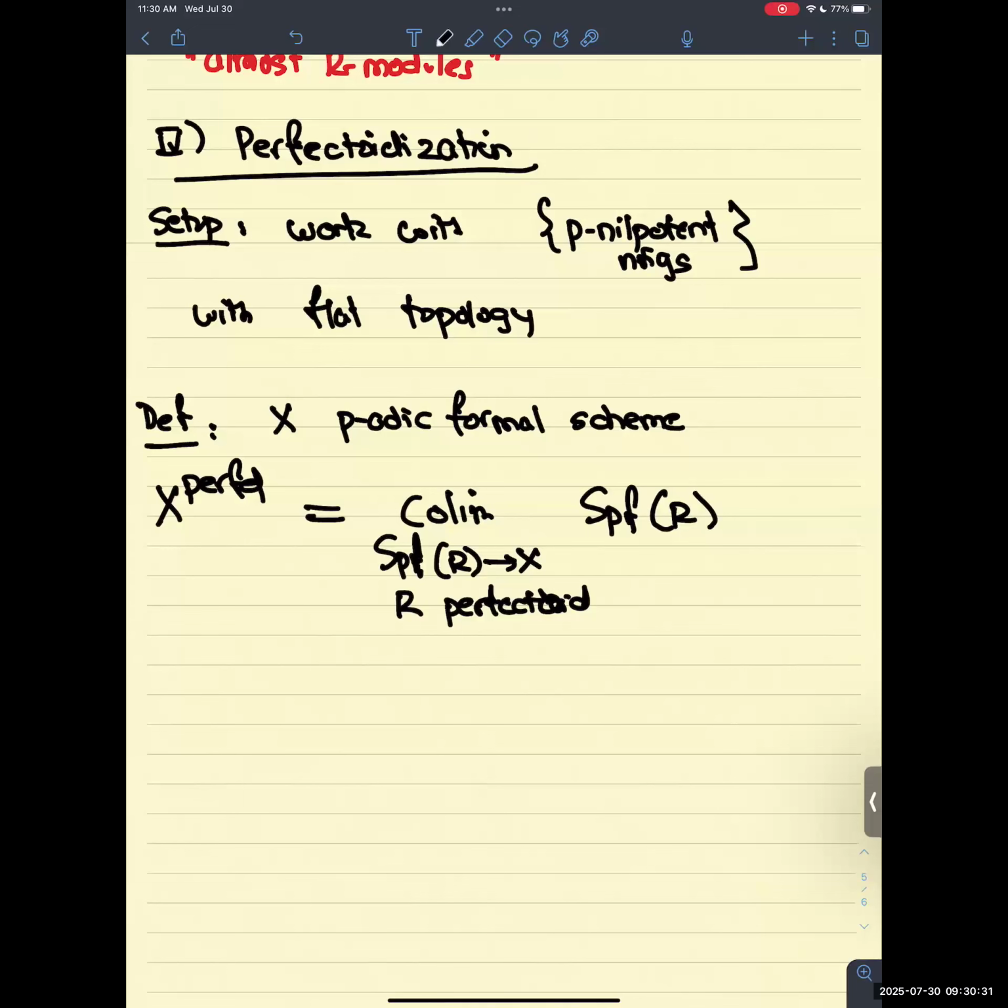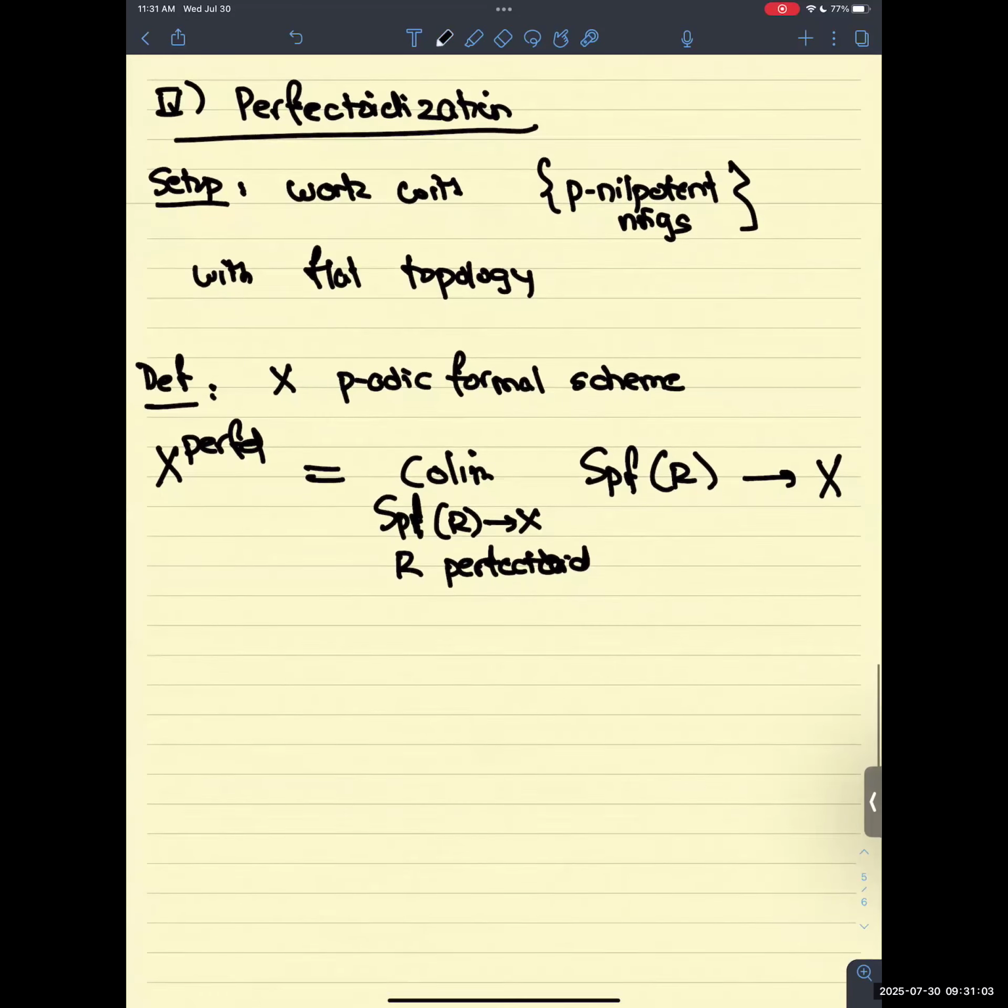This is a horrible definition if I don't tell you more about it, but at least it captures the idea that all X perfd knows about is the information of perfectoid rings mapping to X. This comes equipped with a natural map to X, because each of these Spf R's tautologically comes with a map to X, and so X perfd also has a map to X. Tomorrow I'll give a definition of the prismatization, which will really give you a functor of points description of this object, and that's the better thing to work with. But for now, let's just go with this.